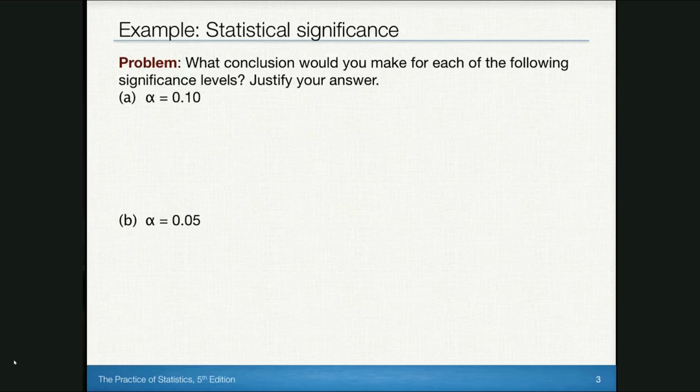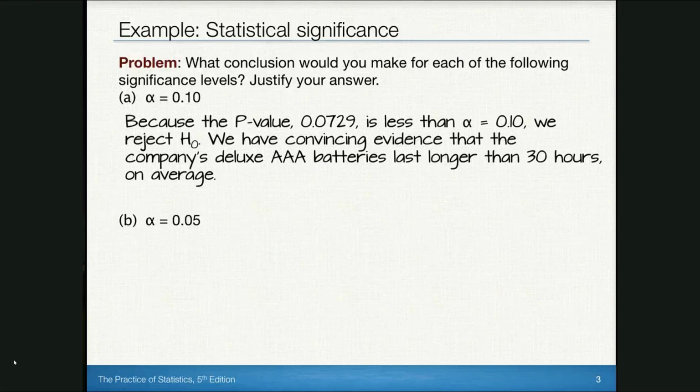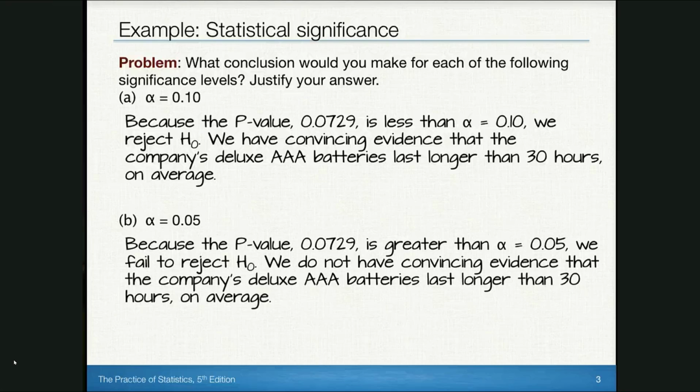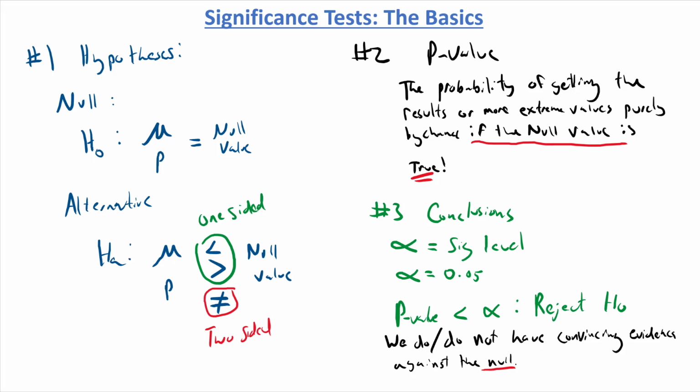Suppose we looked at alpha equals 0.10. Because the p-value 0.0729 is less than alpha equals 0.10, we reject the null hypothesis. That is, we have convincing evidence that the company's deluxe AAA batteries last longer than 30 hours on average. Let's suppose alpha was 5% or 0.05. In this case, because the p-value is greater than alpha equals 0.05, we fail to reject the null hypothesis. That is, we do not have convincing evidence that the company's deluxe AAA batteries last longer than 30 hours on average.